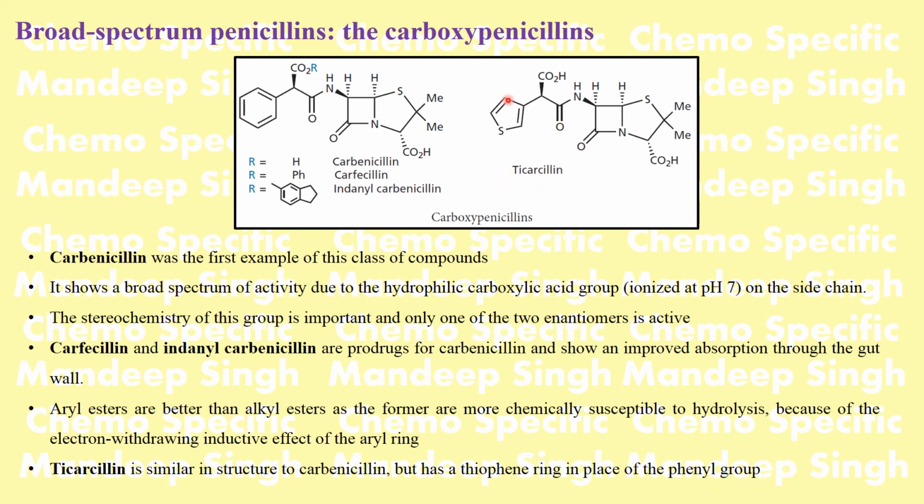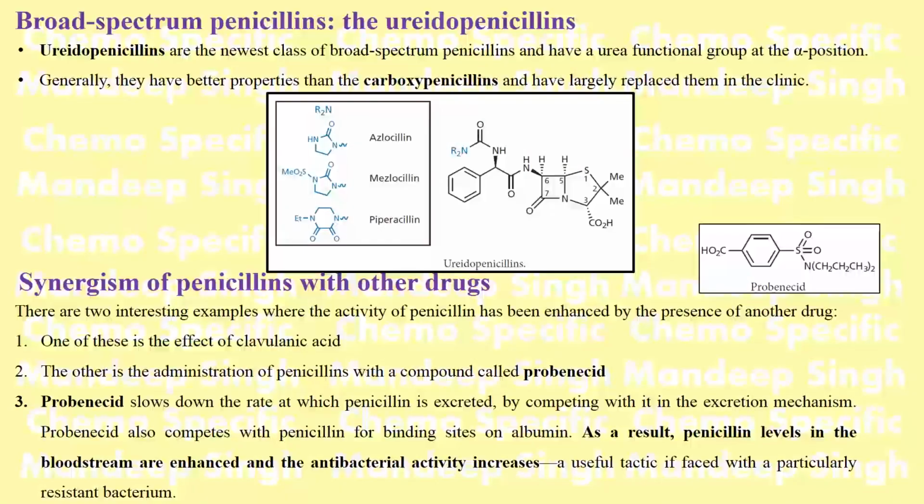Apart from that, you can also have ticarcillin, where instead of the benzene ring, what we have is a heterocyclic thiophene ring. So these are the various carboxypenicillins that you can use.